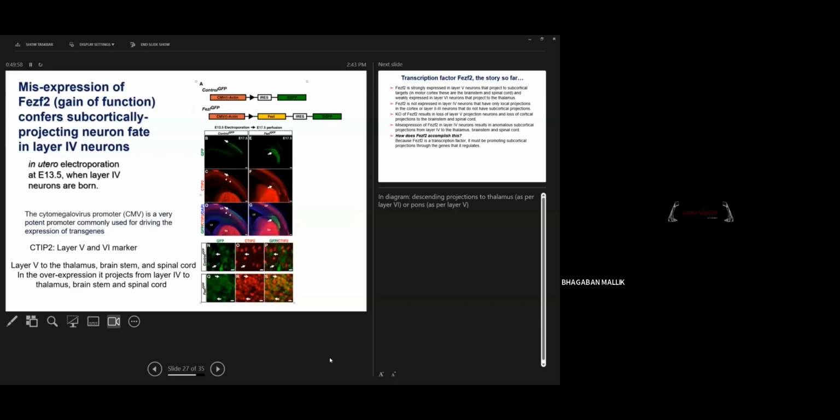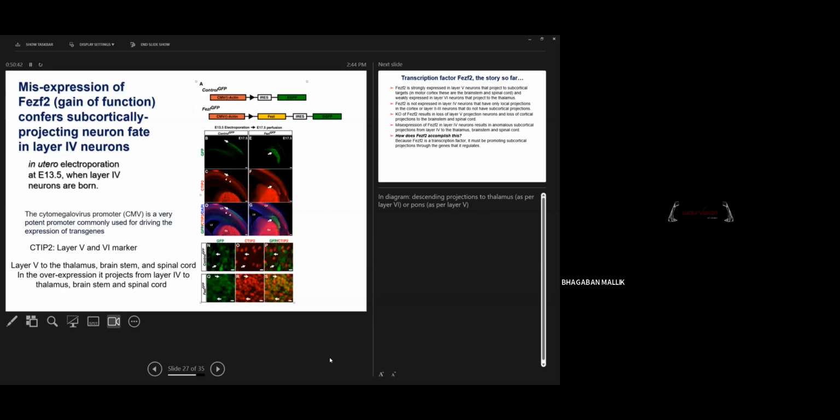So I talked about loss of FEZ-F2. Now, what happens when you overexpress FEZ-F2 in layer 5 or in the brain? That can be done under a specific promoter. This is the cytomegalovirus promoter, a strong promoter which can express all the time. So they have cloned the FEZ-F2 gene under this promoter to overexpress it and see what happens in the neuron, or in the developing brain, when you express more of this transcription factor. Here there are some markers for layer 5 and layer 6.